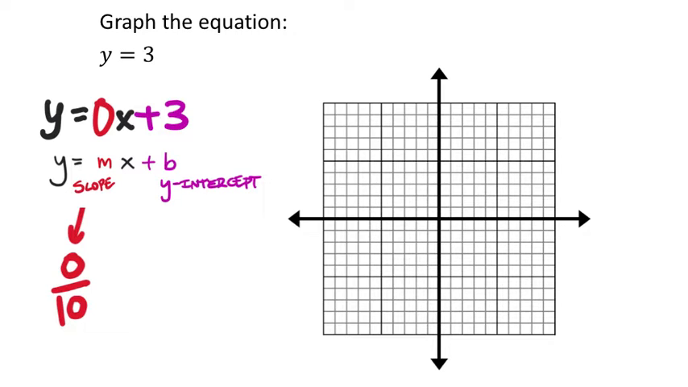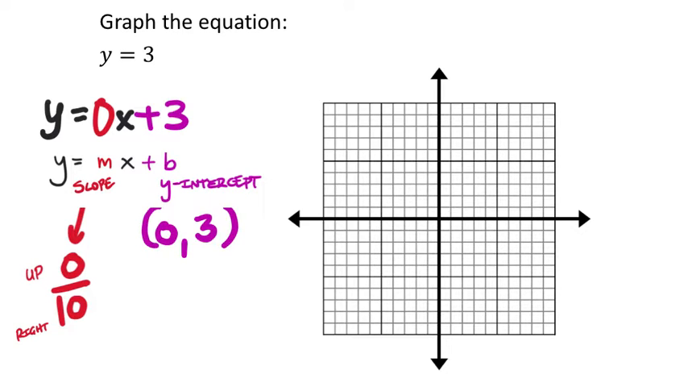So 0 over 10. So I would say that's up 0. And of course, I made the 10 positive, so that would be to the right 10. But up 0 to the right 10 from where? That's where we need that y-intercept where the x value is always 0. Just got to fill in the y value. And again, that would be in equation 3. Okay? Positive 3.